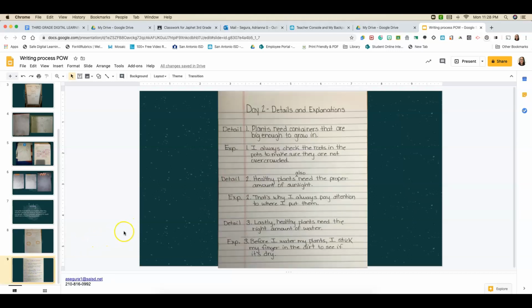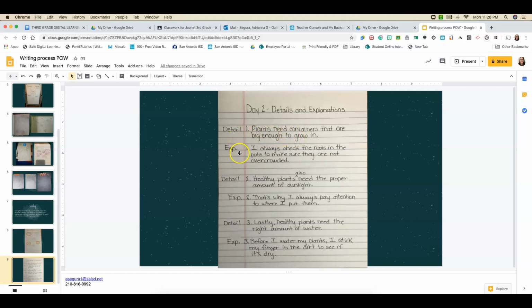Let's go to day 2. Details and explanations. So my first detail, like I said, was containers. So I'm taking that and I'm making it into a complete sentence. And I have it right here. Detail 1. Plants need containers that are big enough to grow in.